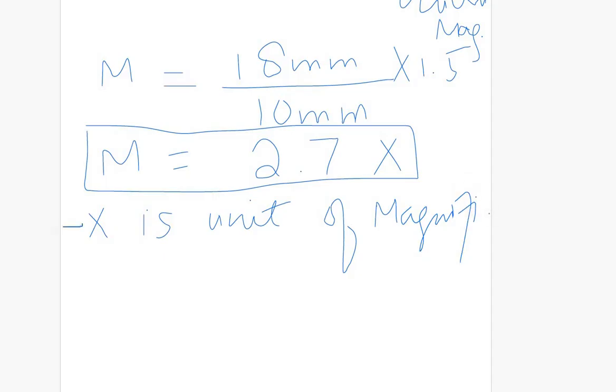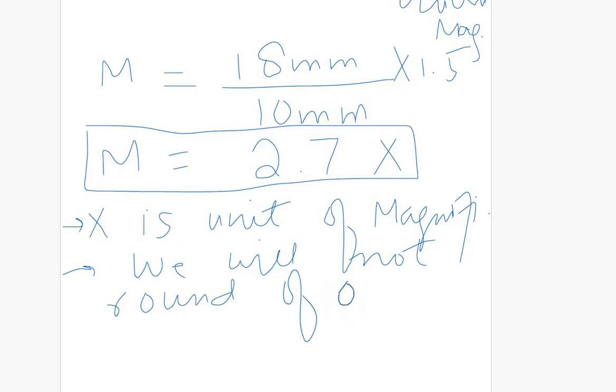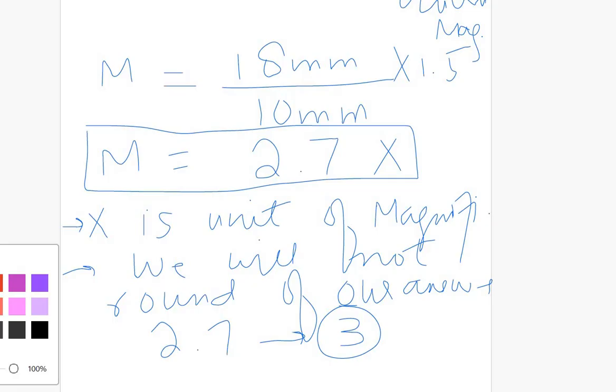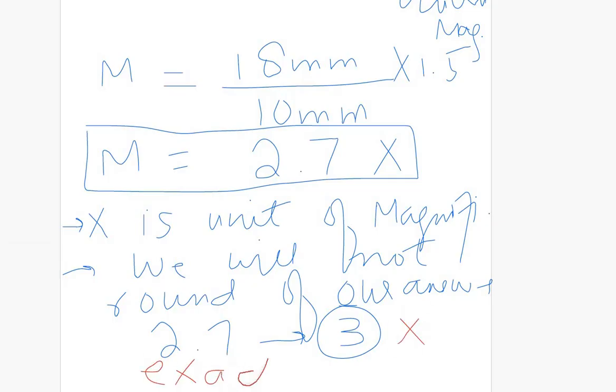Point number 2 is we will not round off our answer. Like some students, instead of writing 2.7, they write 3. So writing 3 is incorrect. We must use the exact value.